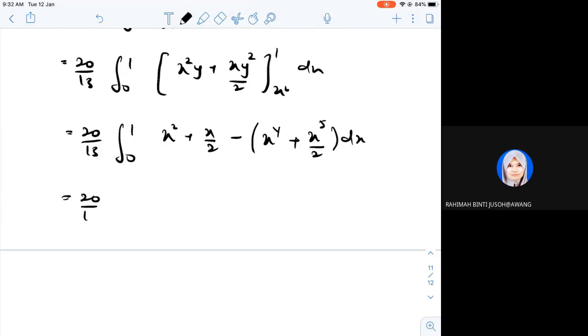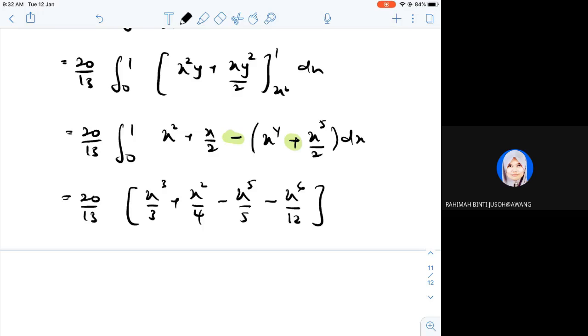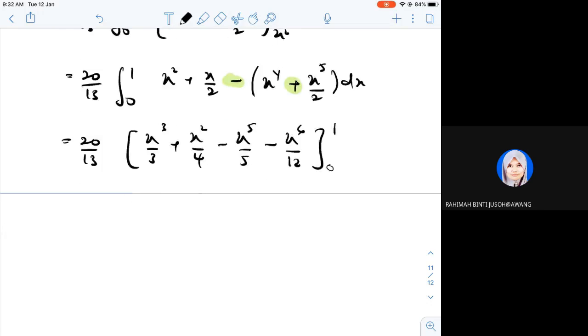So we can integrate now. It will be x cubed over 3 plus x squared over 2 times 2 is 4, minus x to the power of 5 over 5. Here you have to be careful: minus plus becomes minus. X to the power of 6 times 2 is 12. From 0 to 1. So we will have 20 over 13 times 1 over 3 plus 1 over 4 minus 1 over 5 minus 1 over 12.